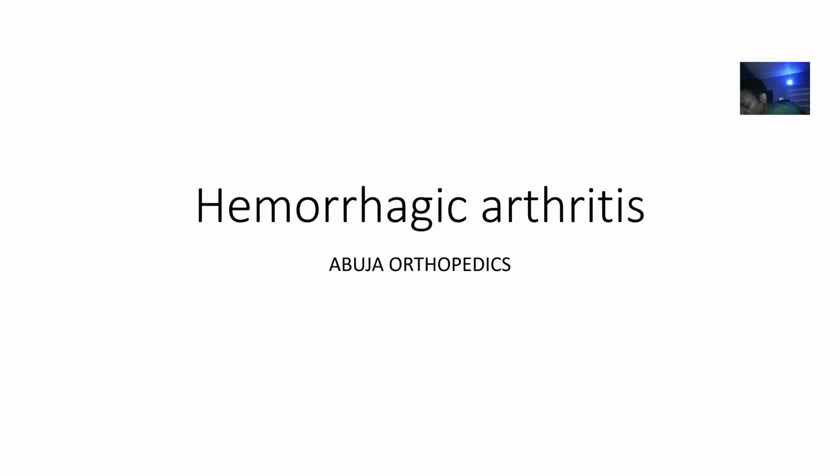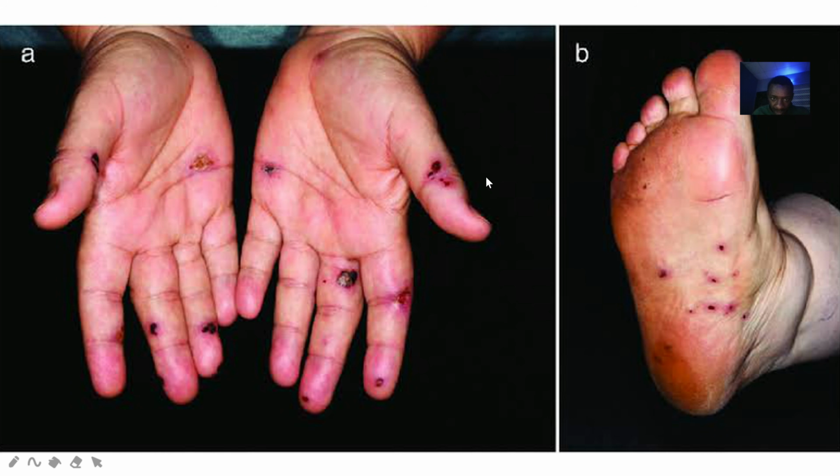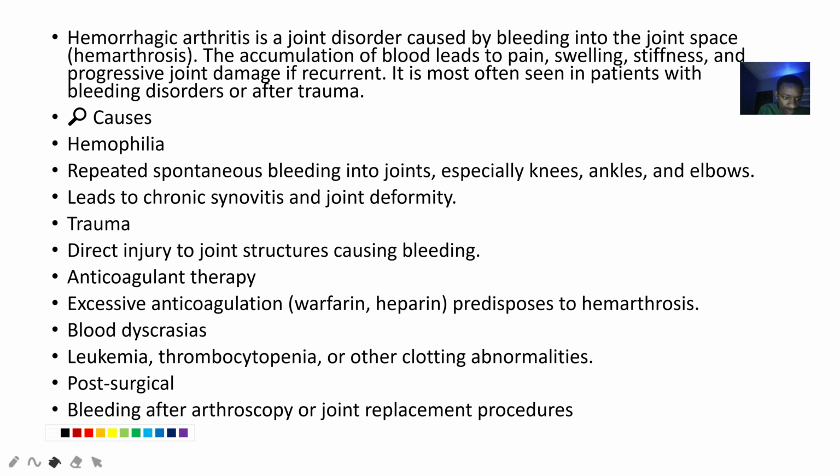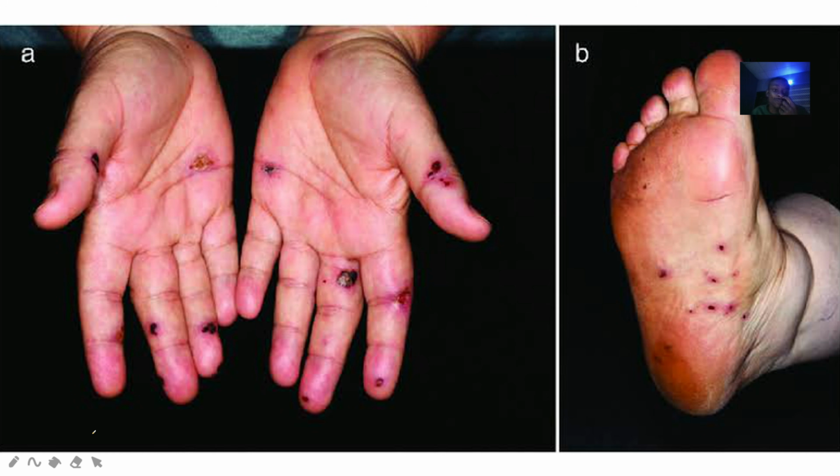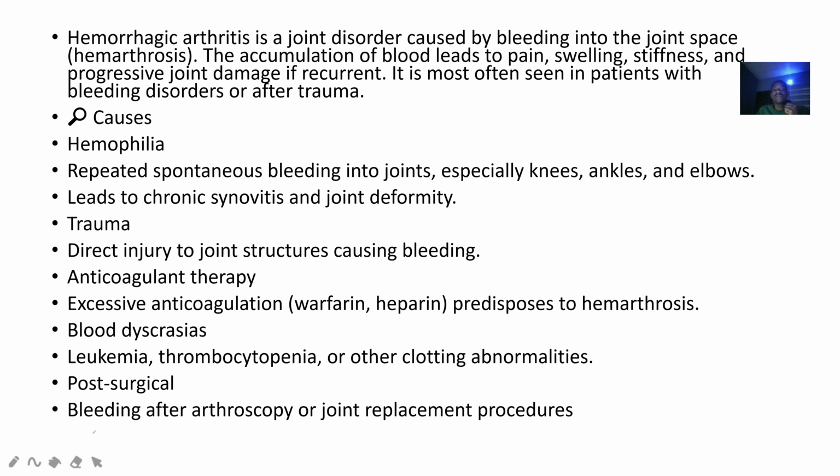Now we get to look at what is known as hemorrhagic arthritis. Hemorrhagic arthritis. So for hemorrhagic arthritis, there's a joint disorder backed up with a lot of bleeding. So hemorrhagic arthritis is known as a joint disorder and is caused by what?